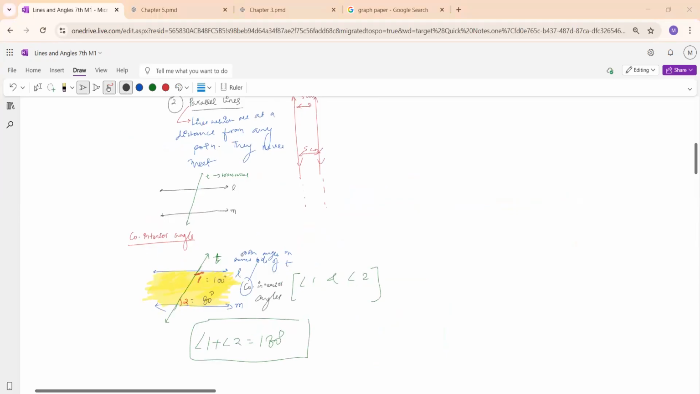So you taught it's about co-interior angles, right? Yes, co-interior angles. So what if the angles are outside? Like angles are outside, but they are not co-interior angles. They are different angles. We'll be learning about all the angles. What are the possibilities?